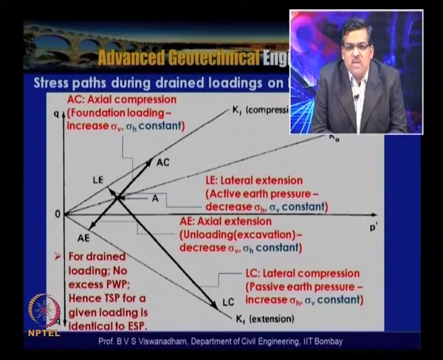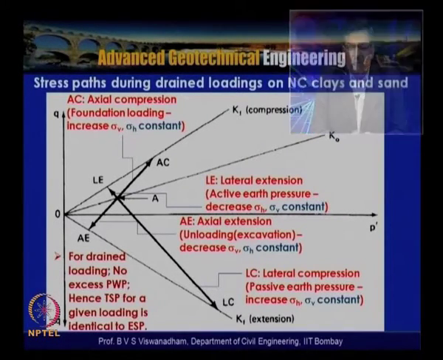So the stress path for that is indicated as the stress path line LC, and it meets the failure line in tension, that is under extension, ultimately, whereas the active earth pressure line meets the KF compression line, the failure line in compression, when it attains failure. Similarly, the axial extension line also meets the KF extension line when it attains failure, for example under unloading or excavation.